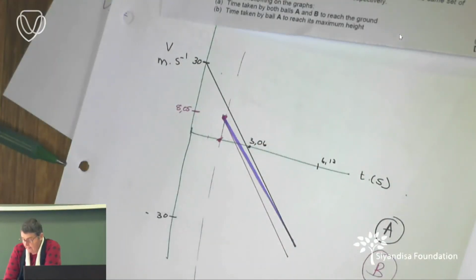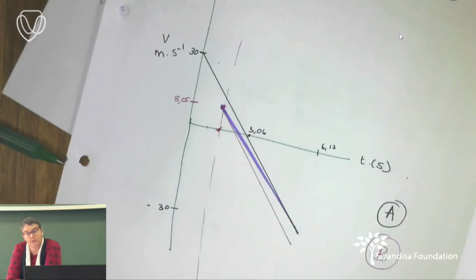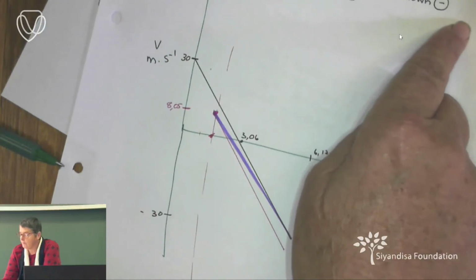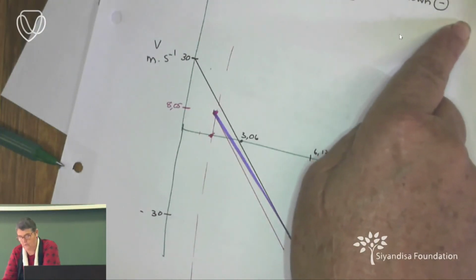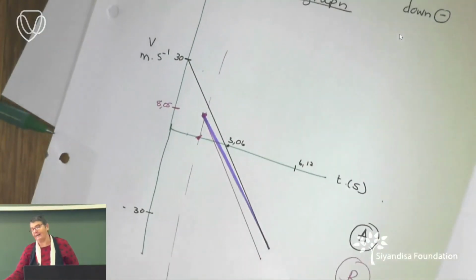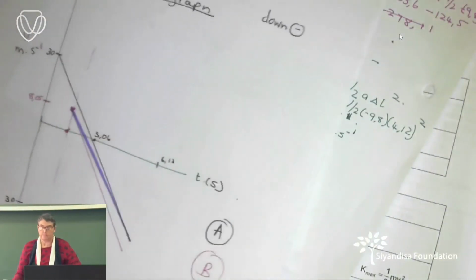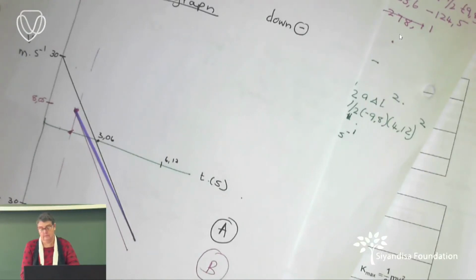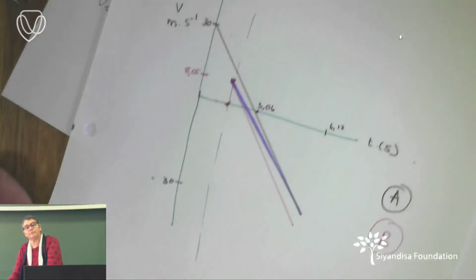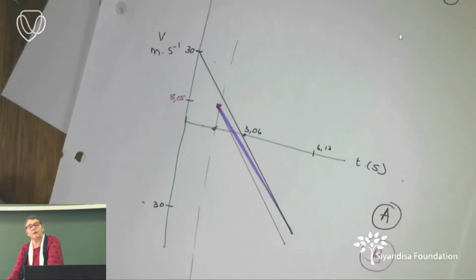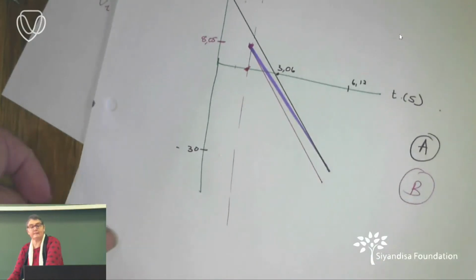Now, let's say, for example, they said to you they don't want this graph for down as negative, they want this graph for down as positive. People, all we're going to do is give them a mirror image. That's all we're going to do. Let me show you what I mean by a mirror image. I'm still going to do everything exactly the same.